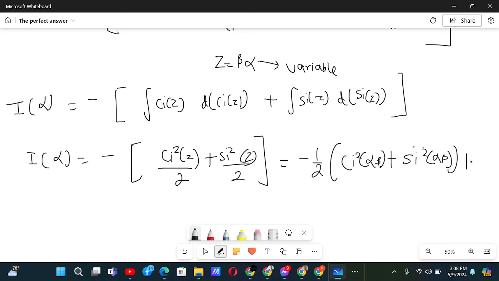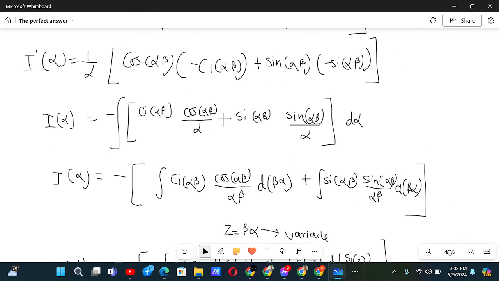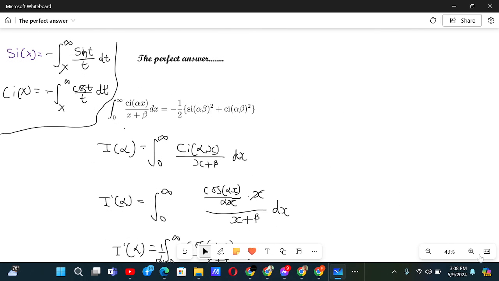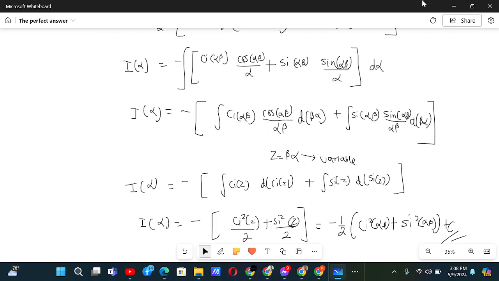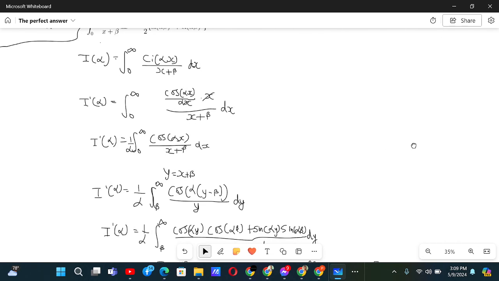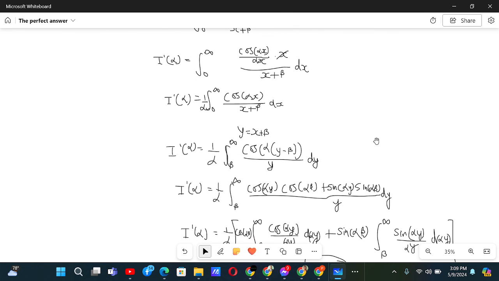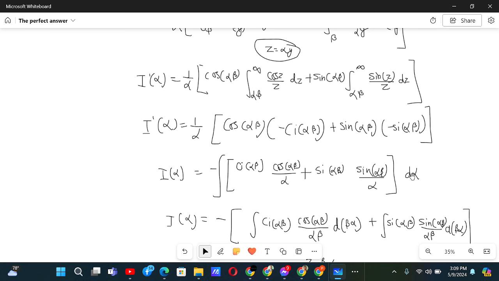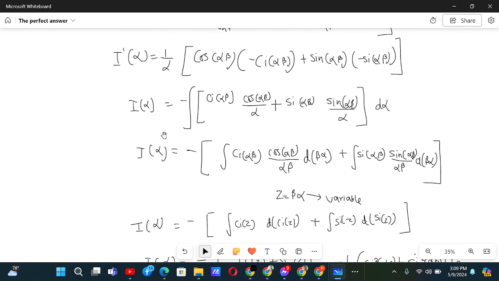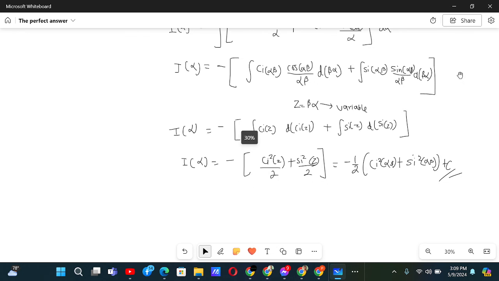Yes. So it's pretty long, but it was pretty interesting as well. Let's see if the answer is correct or not. Minus 1 by 2 Ci square alpha beta plus, okay. So the answer is correct. The only thing that we needed to know is the definition, and then substitution, and then again the definition as well. Just some good manipulations, again with the definitions and normal integrations, substitutions, and that gives us the answer.